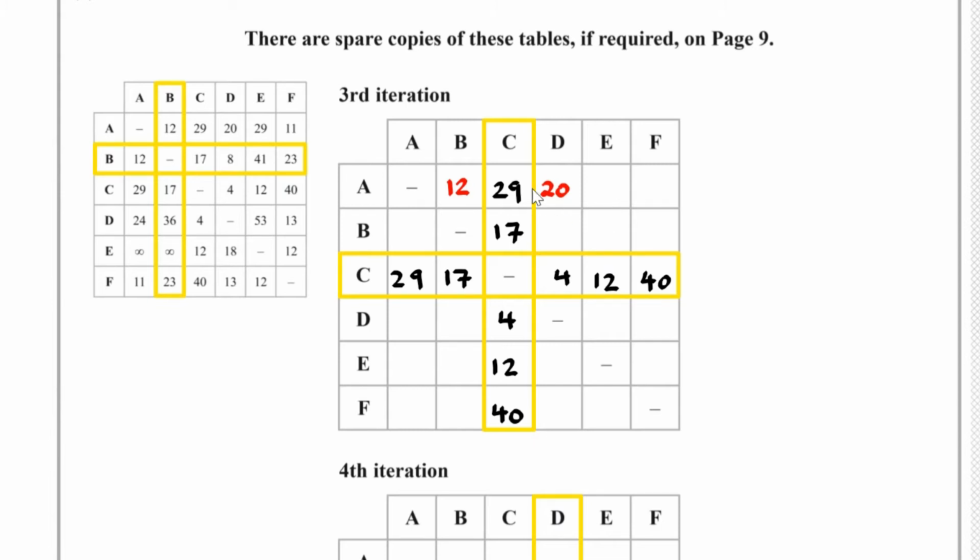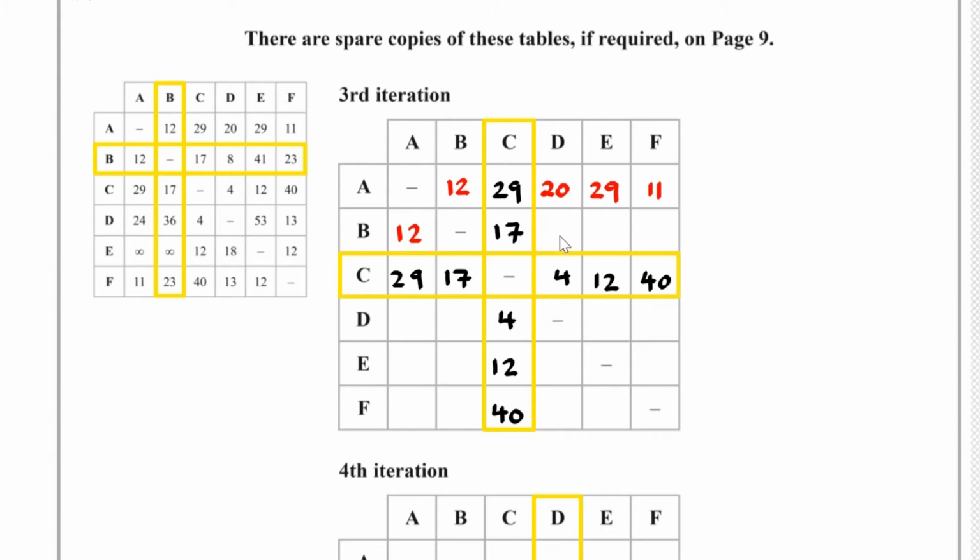For this element, we compare the sum of 29 and 12 with the 29. 29 is smaller, 29 goes here. And then for this element, we compare the sum of 29 and 40 with the 11. 11 is smaller, so 11 remains as it is. Next, for this element, we compare the sum of 29 and 17 with the 12. The 12 is smaller, so 12 goes here.